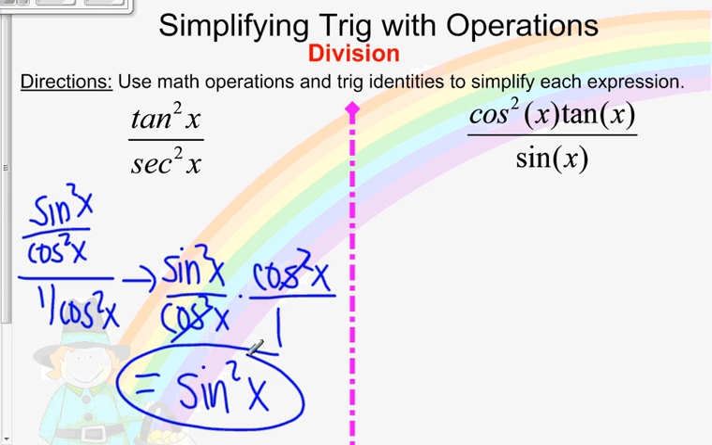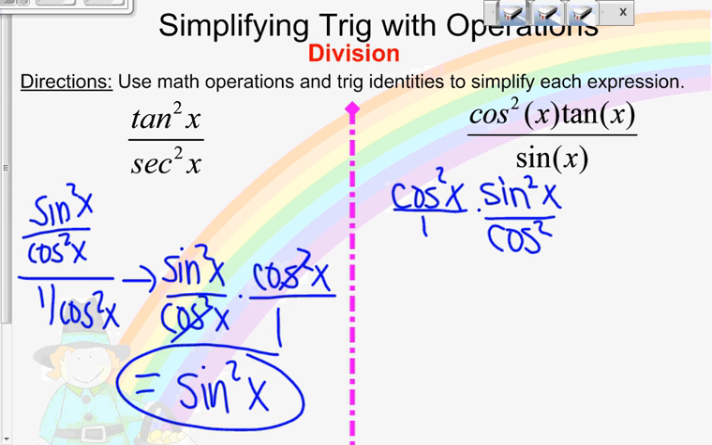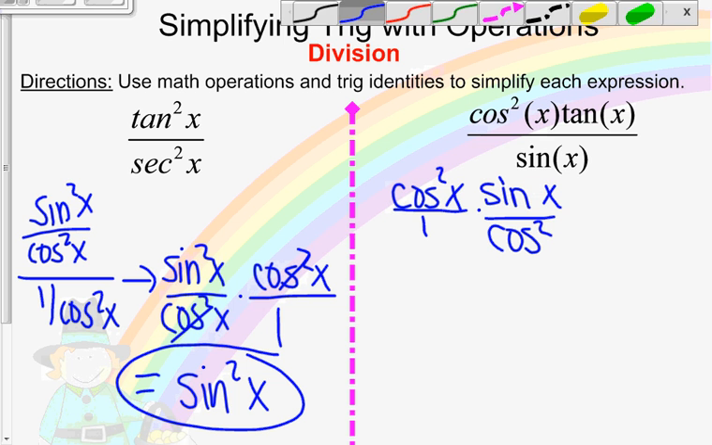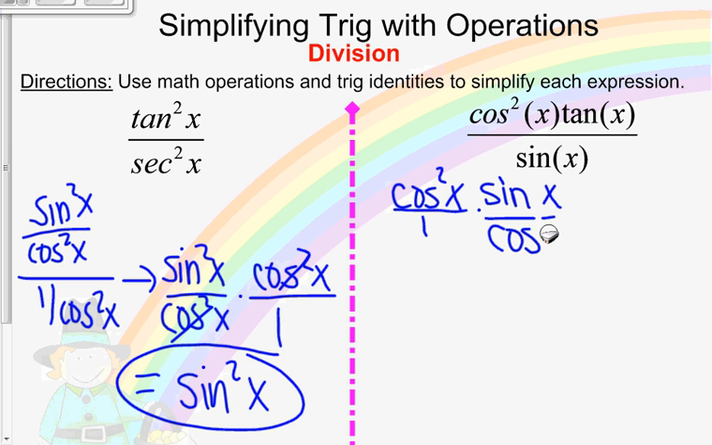So on the second, I'm going to go through my same process. So on the top, I've got cosine squared of x over 1 times sine of x over cosine of x. Oh, those aren't squared, I apologize. And then I've got all of that over sine of x. Notice that I have a cosine squared and a cosine in the bottom. So the cosine in the bottom is going to cancel one on the top, and this is just going to become cosine.